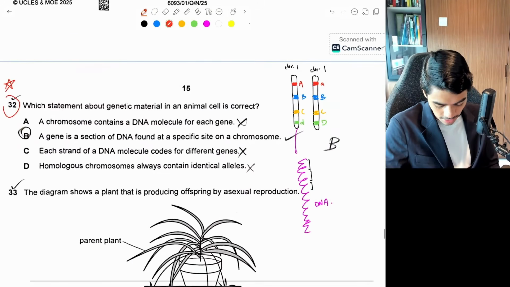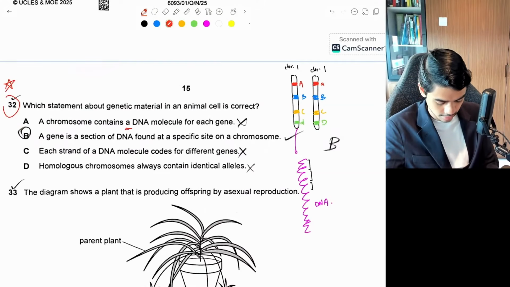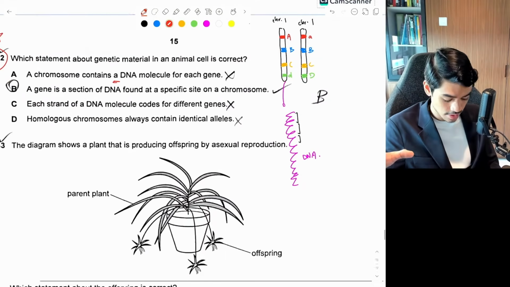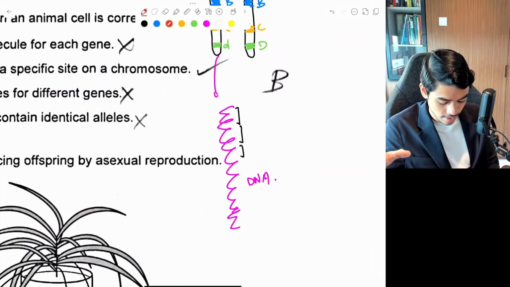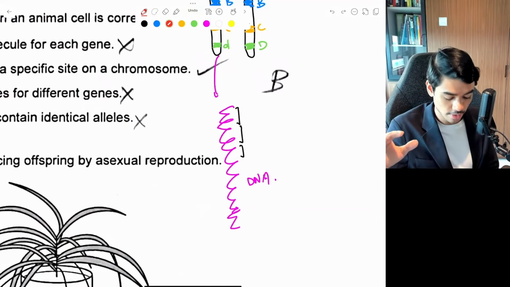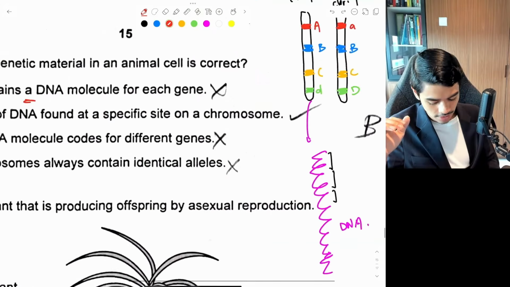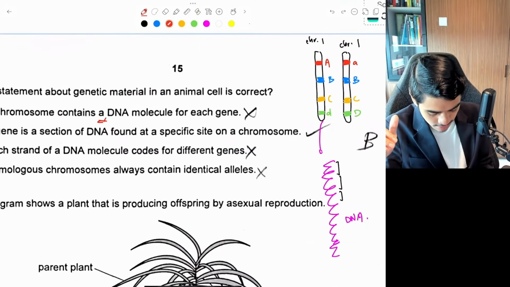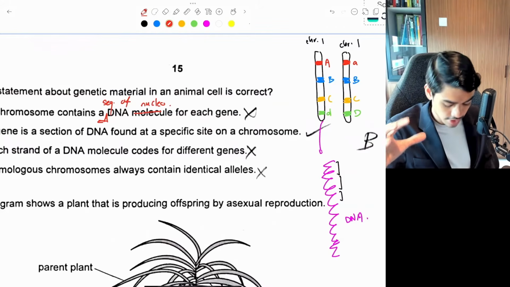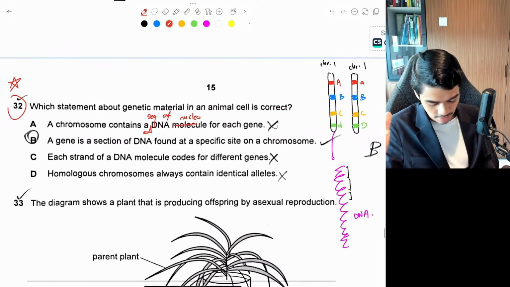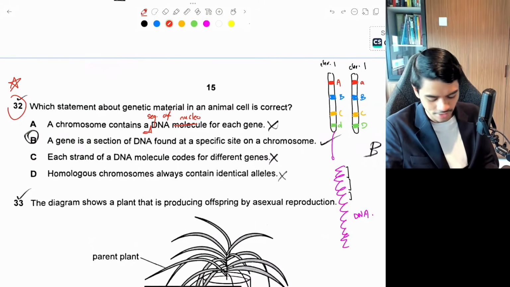Now let's look at option A. A chromosome contains a DNA molecule for each gene. That's kind of true. You see, for each gene here, there is one DNA segment, but not a DNA molecule, because this whole thing is one very long molecule. So that's why it's a bit weird. If it said it contains a sequence of DNA nucleotides for each gene, I would say that's quite accurate. But the phrasing right here is not accurate, so wrong.